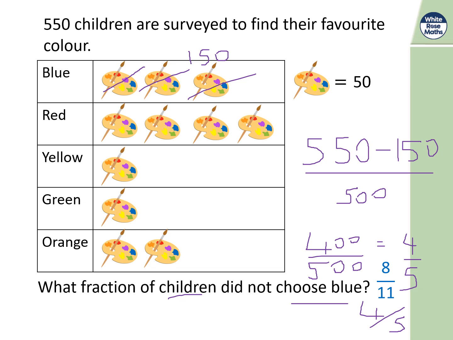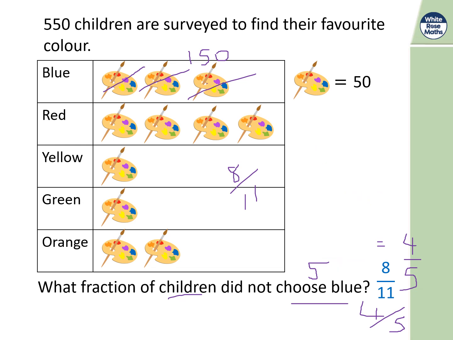Oh, sorry, I think I made a mistake here. I was basically on a different answer. Sorry about that. So the correct answer here is 8/11, because there are 11 parts altogether. 3 of them are blue, so the rest of them have to be not blue. So the answer is 8/11. So ignore my mistake there. I apologize for that one. The correct answer should be 8/11.